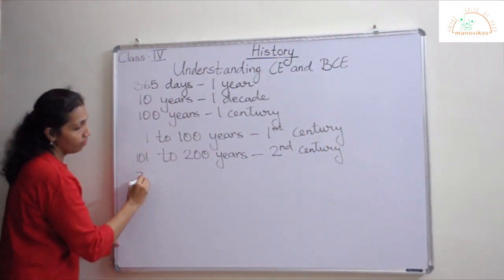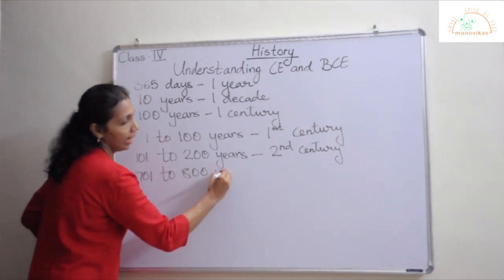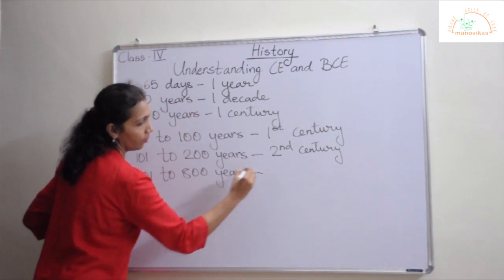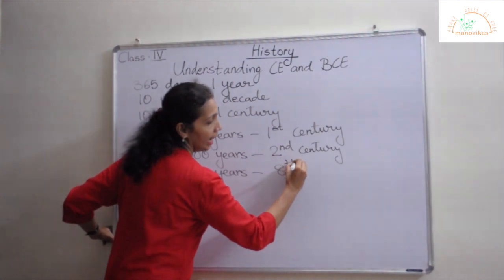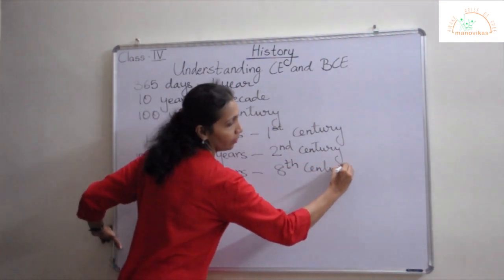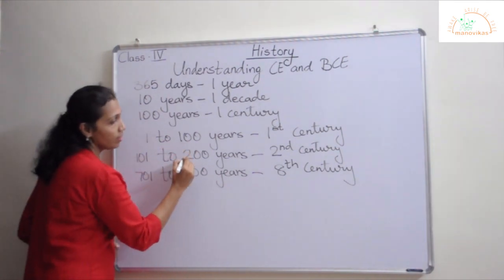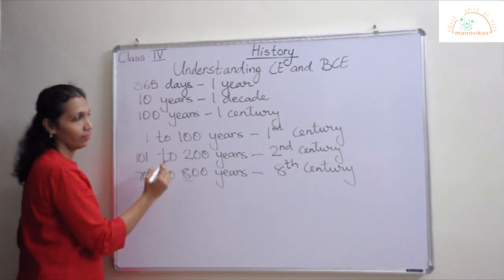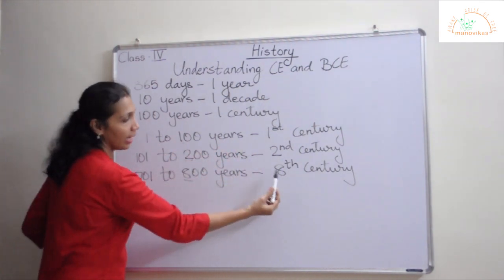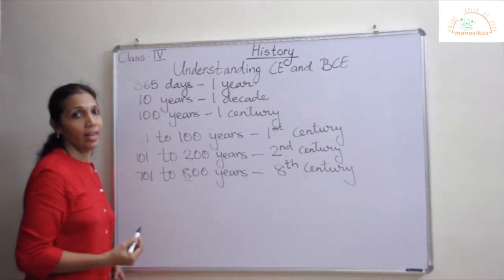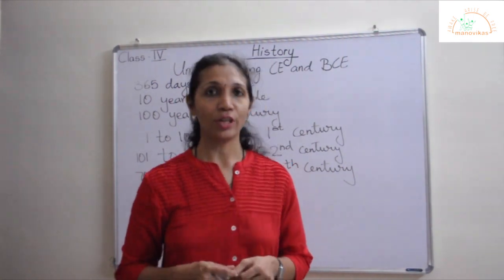The period from 701 to 800 years are referred to 8th century. Now I want you all to focus on the first digit of these numbers. First century, second century, 8th century. Now students, I want you all to find out in which century do we live in.